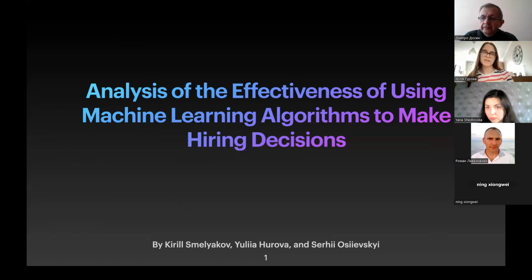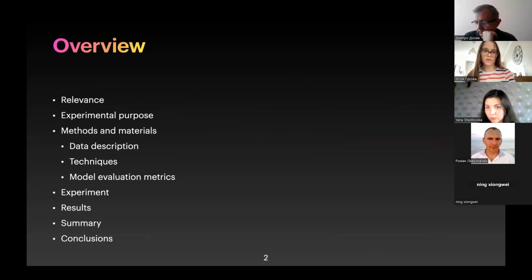Hello, I would like to make a presentation on the topic: analysis of the effectiveness of using machine learning algorithms to make hiring decisions. In this presentation, we review the relevance of the subject area and define the main objectives of the experiment. We review the methods and materials that were used to solve the problem. Also, we review the steps of the experiments and the results obtained. Finally, we summarize and formulate conclusions based on these results.